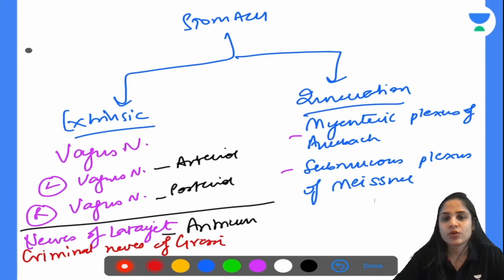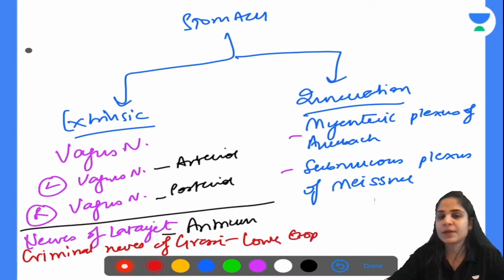Now your criminal nerves of Grassi are also extrinsic innervation. They arise from the vagus only, and they supply the lower part of the esophagus and the upper part of the stomach, or the fundus of the stomach.